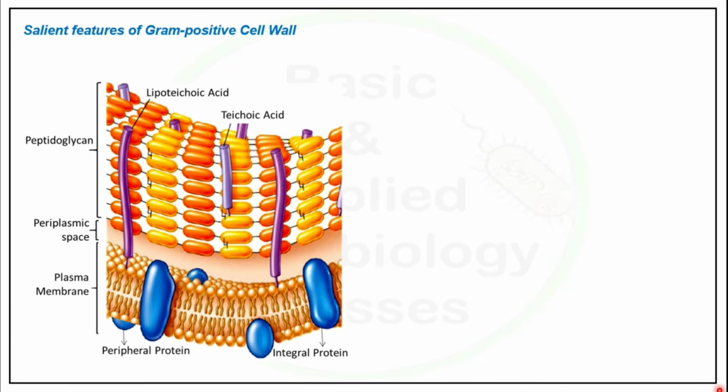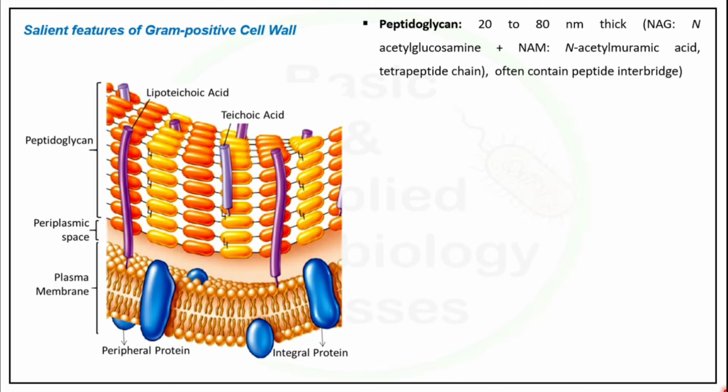So now I have included the salient features of the gram positive bacteria cell wall. Let's see here, the same picture I have pasted here. So here you can see peptidoglycan, right? What is the thickness of this? 20 to 80 nanometer, right? I will upload a separate video on peptidoglycan chemistry, but just to introduce you, I have also mentioned a little bit of chemistry of peptidoglycan, that it is made up of two subunits, NAG and NAM. NAG stands for N-acetyl glucosamine and NAM stands for N-acetyl muramic acid, right?